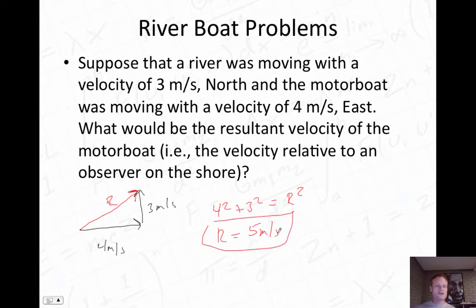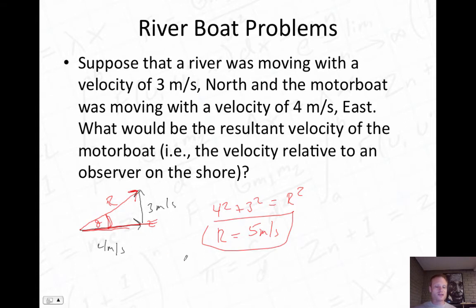Okay, so that would be the resultant velocity of this motorboat to an observer on the shore. Now remember, velocity should have a direction to it. So east is right here along this line. This would be my east line. How many degrees is this angle right here?